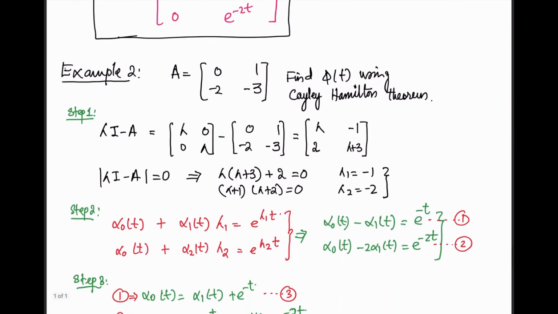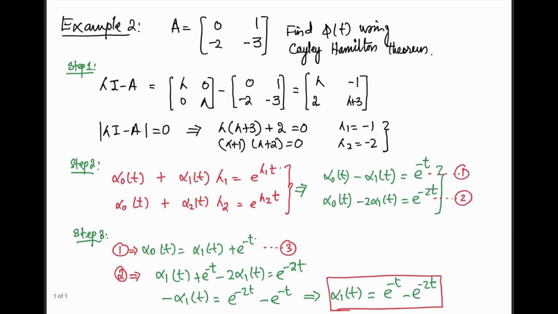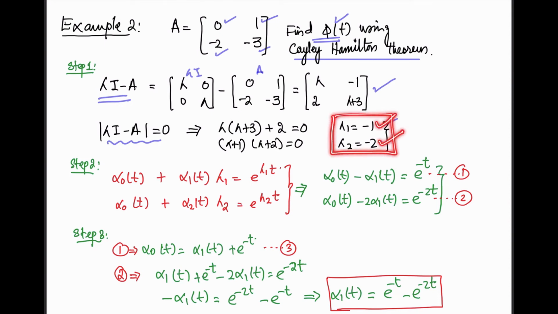Okay, now let's look at another example. Let's suppose that we are given this state matrix: 0, 1, minus 2 and minus 3, and we want to find out the state transition matrix using the Cayley-Hamilton theorem. So first of all, lambda I minus A. So lambda I is this one, and then this is A, so we can set up this equation. Now taking its determinant, finding out its roots, those roots will be the eigenvalues. So we have these two eigenvalues, right? First eigenvalue is minus 1 and the second one is minus 2. These are basically the closed loop poles of the system whose state matrix is this one.